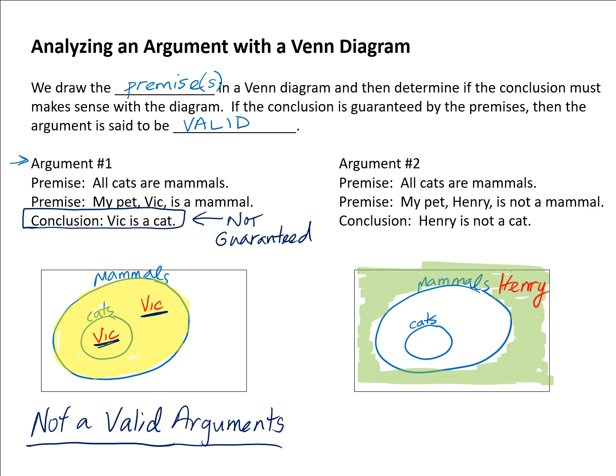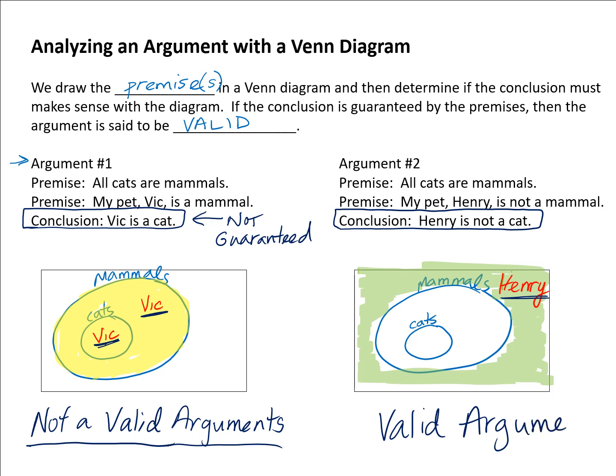There's Henry. Henry has to be outside. Now let's analyze the conclusion based on that picture. So you always draw just the two premises and then we analyze the conclusion. The conclusion is Henry is not a cat. Well, think about where Henry is. Henry is definitely outside the cat circle. Henry is not inside the cat circle, so that is a valid conclusion. So this is a valid argument based on the picture because Henry is outside of the cat circle, so Henry cannot be a cat.